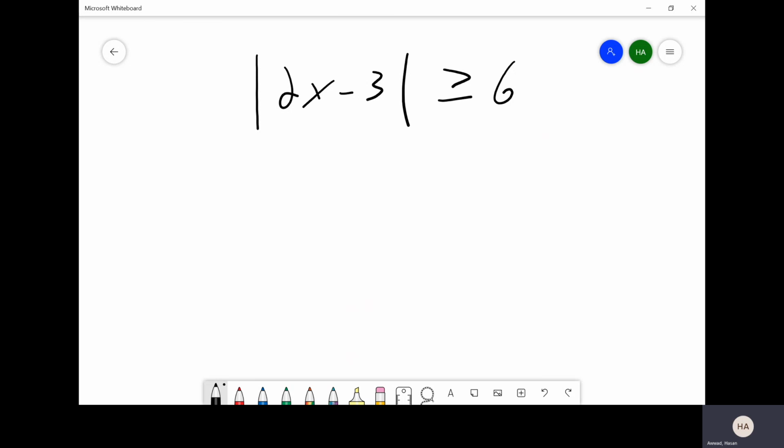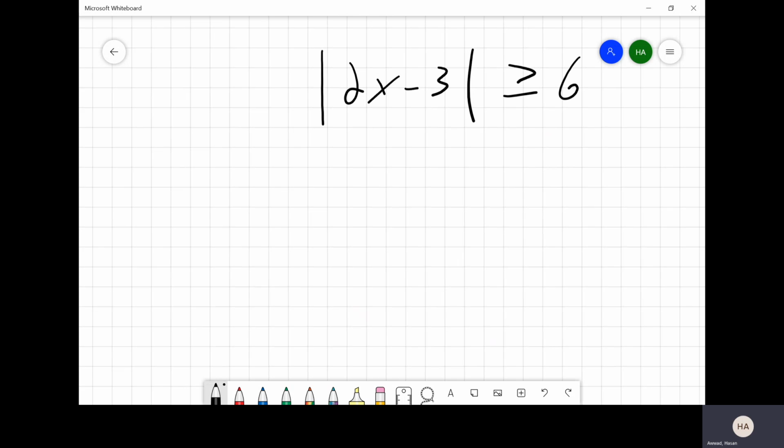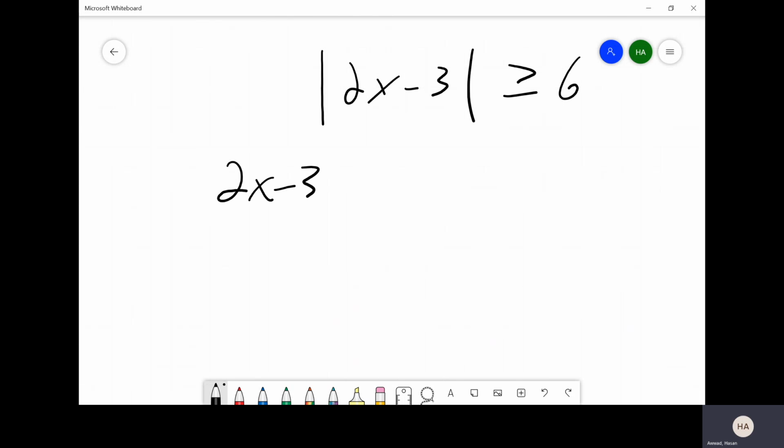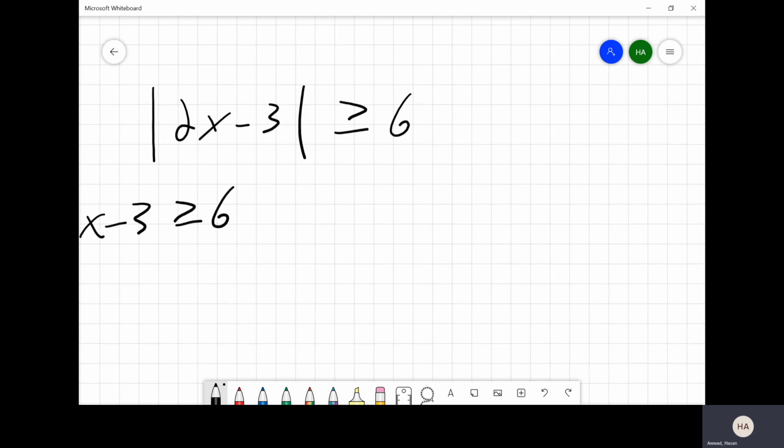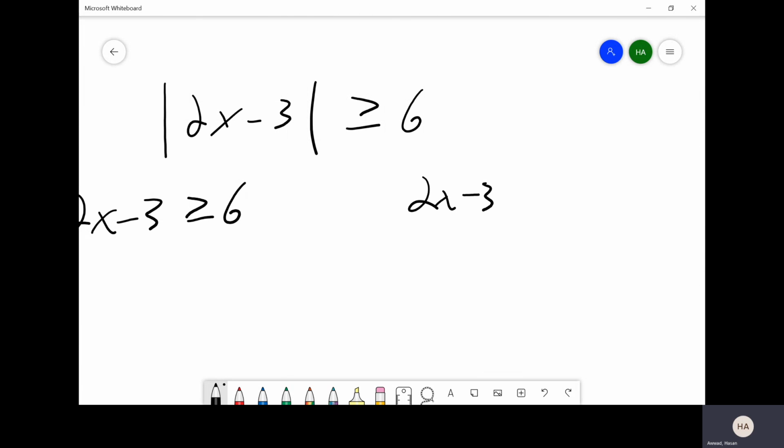So we have 2x minus 3 inside absolute value is greater than or equal to 6. So our first case, once again, is we just keep everything the same, just drop the absolute value, right? So 2x minus 3 is greater than or equal to 6. And then over here, what we have is 2x minus 3, again, drop the absolute value. This time we flip the sign and we negate the number. So 2x minus 3 is less than or equal to negative 6.